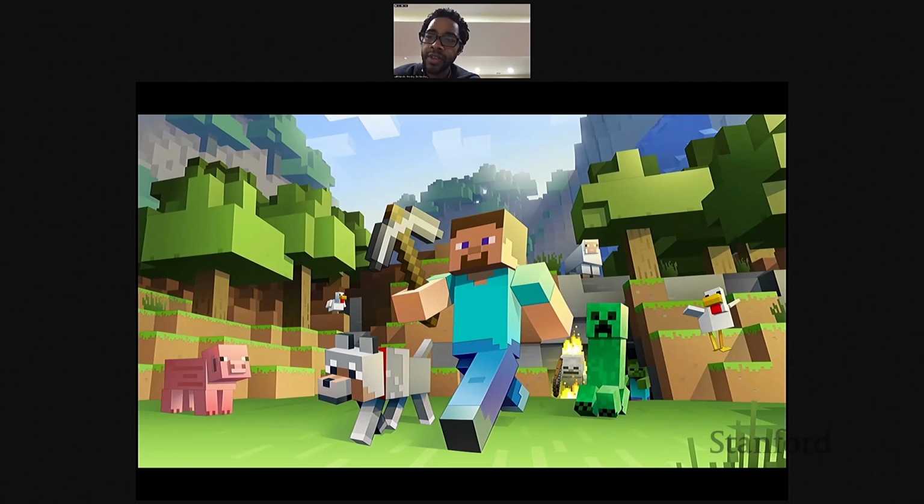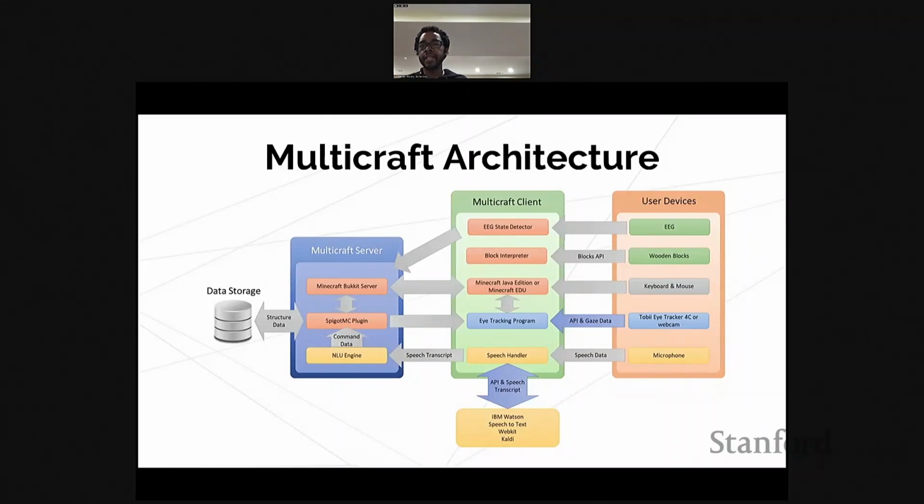And that's really one of the things that motivated us to develop this Multicraft platform. Ultimately it's a Minecraft server that we host that allows people to interact with the game using speech-based input and eye tracking. They can still use a keyboard and mouse if they want to, though we have introduced some shorthand text input so that they don't have to type out full commands. They can interact with the game using wooden blocks, using EEG. And we've recently been working on adding some computer vision-based gesture recognition.